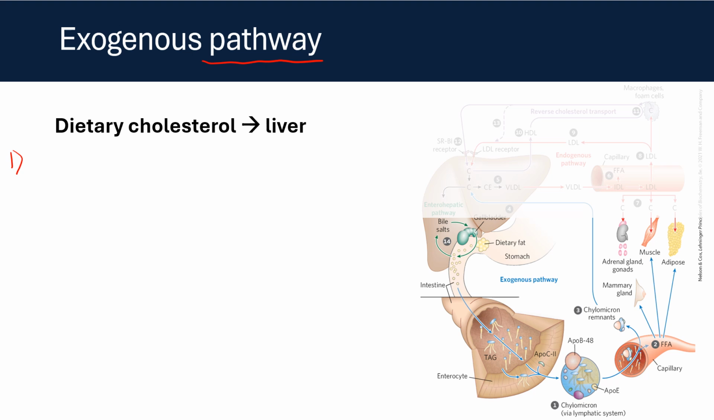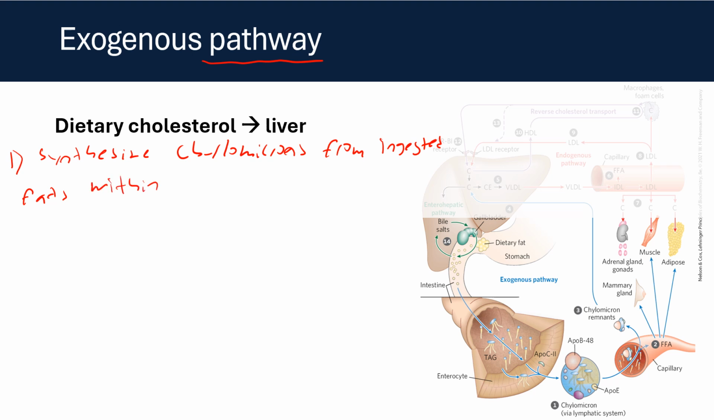Step one is going to be the synthesis of chylomicrons. So synthesize chylomicrons from ingested fats within the enterocytes. And those chylomicrons then enter the bloodstream.